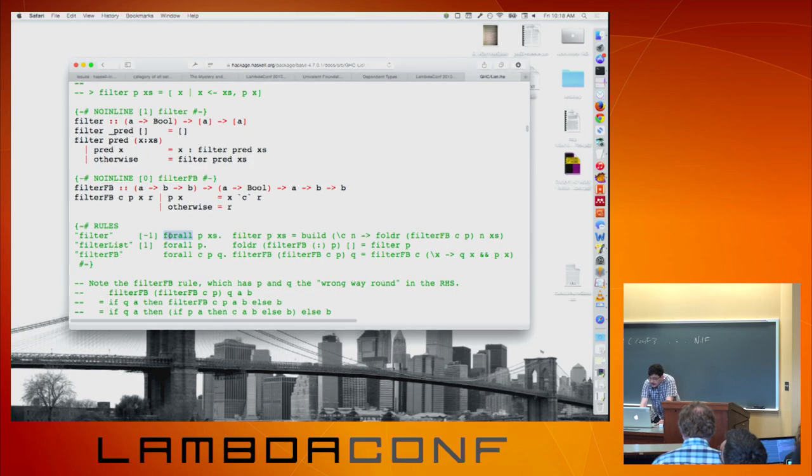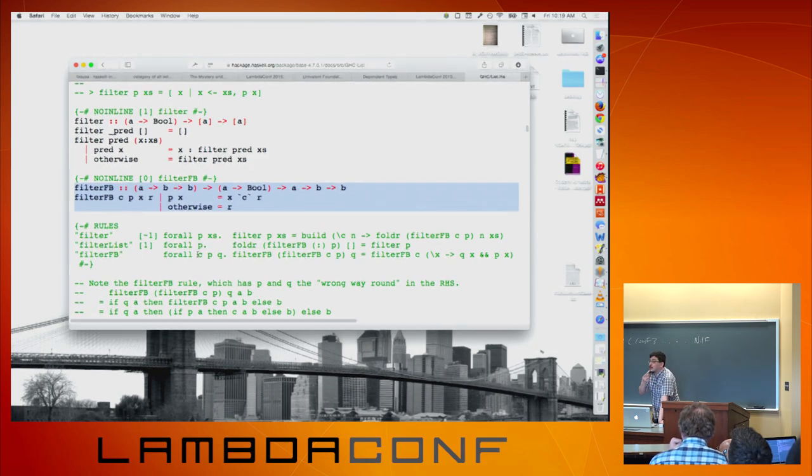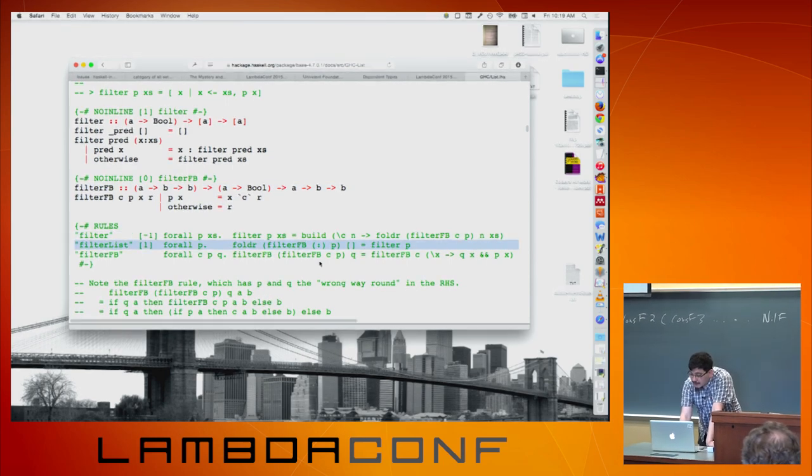If I see something that looks like phase minus one, because in the phases of the compiler process, it'll apply the first phase rules and the second phase and so forth. So in phase minus one, for all p and xs, filter p xs I rewrite as build of a foldr of this filter FB. I've taken my function and written it as an explicit fold and applied it to a build, which is sort of a translation from a list into its universal form. And then I can write filterList as a specialized version of that, and filterFB as that. What happens at the end is that if I have a foldr of a filter, and I've gotten all the way from phase minus one to one and haven't managed to get that away, then I rewrite that back to my efficient filter.